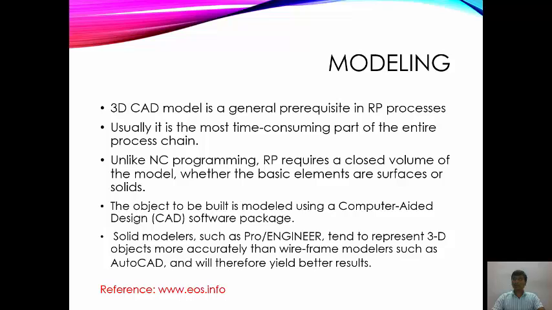But rapid prototyping requires a closed model, which is generally represented in two types of formats, like boundary representation or CSG. The object is built using CAD software like Pro/E or SolidWorks. AutoCAD is not used as it is a wireframe modeler. For better results, we generally use solid modelers.